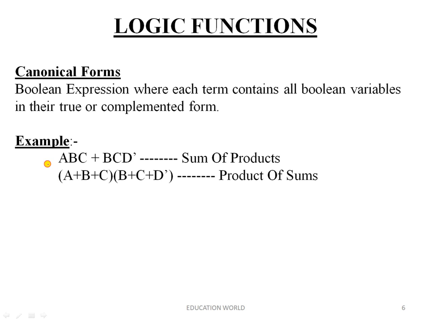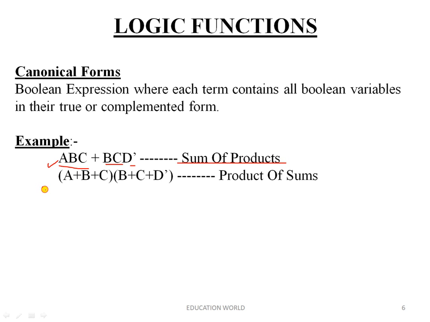If we see the first example, it is a Boolean expression of 4 variables. A, B, C are Boolean variables which are in true form, and D is in complemented form. So it is a Boolean expression in which all Boolean variables are in true or complemented form. It is also called the sum of product.